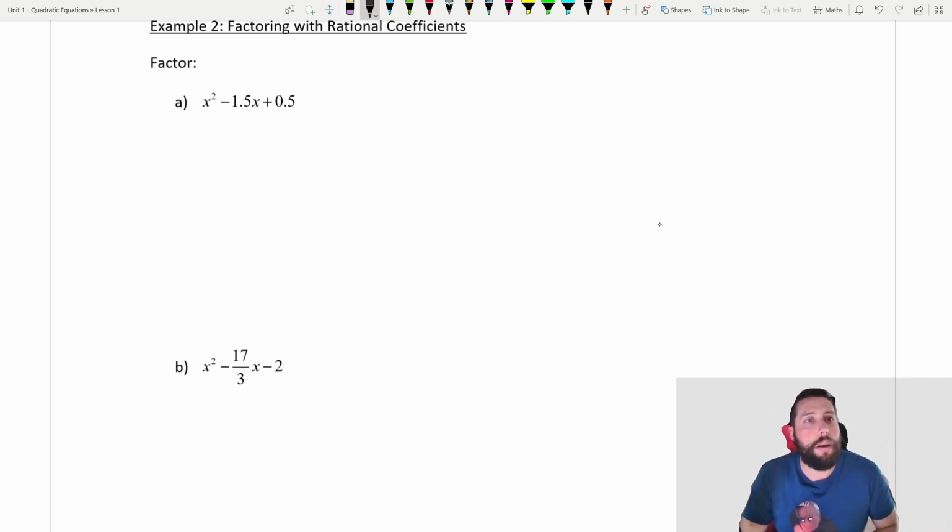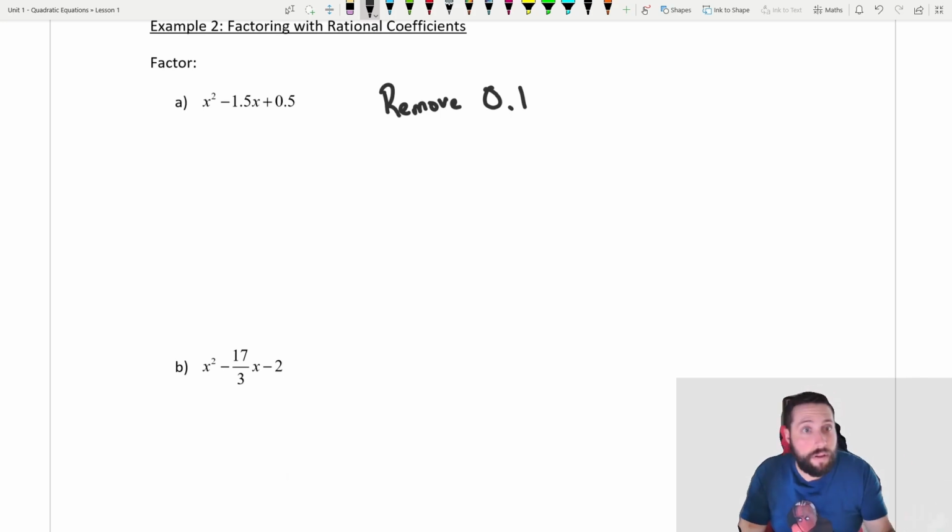A, x squared minus 1.5x plus 0.5. Right now the 1.5 and the 0.5 are a bit troublesome. So what we're going to do is remove them. We're going to factor something out. Let's multiply all of these by 10. If we were to multiply it all by 10, that means we need to remove a 0.1 from this expression. That's the same as multiplying by 10.